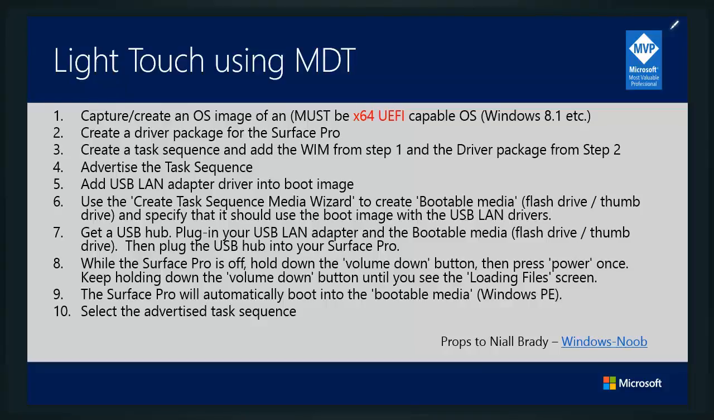If you need to do a PXE boot or a boot from media, sorry, if you need to do a boot from media, there's a special key sequence. I've got that here. It's holding down the volume down button and pressing the power button once. While that's held down, you wait for the loading file screen, and off you go. You'll then be booted into Windows PE on your bootable media. Select the task sequence that you want to run, and off you go, much like you would with a regular MDT deployment. A few things just to be aware of. Like I said, you need that USB hub or some other way of getting your NIC on there.